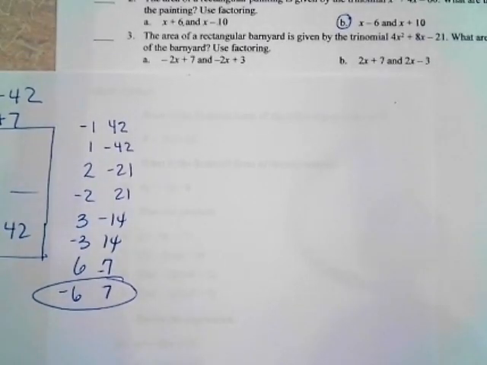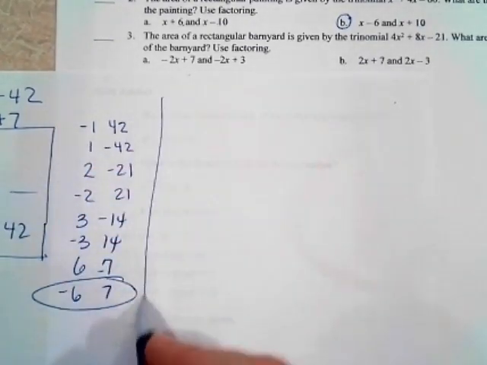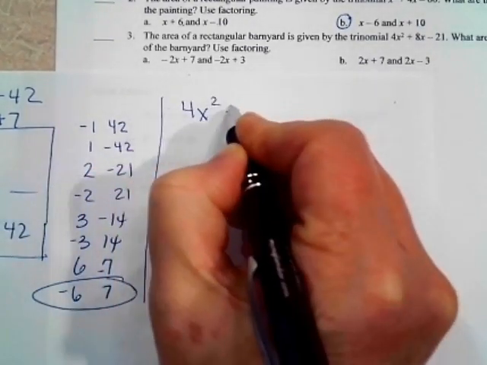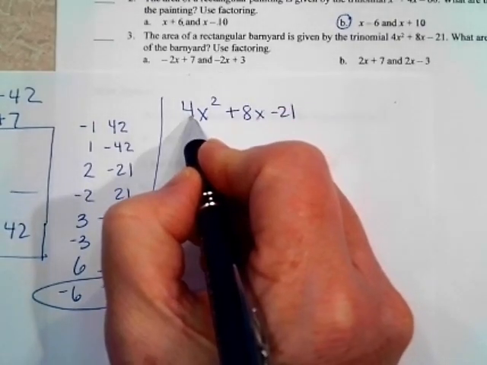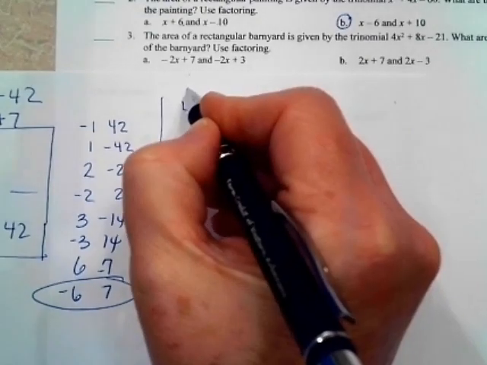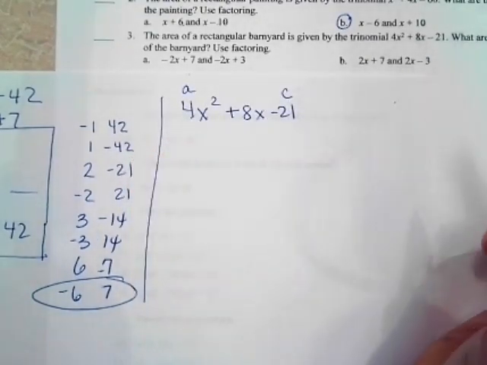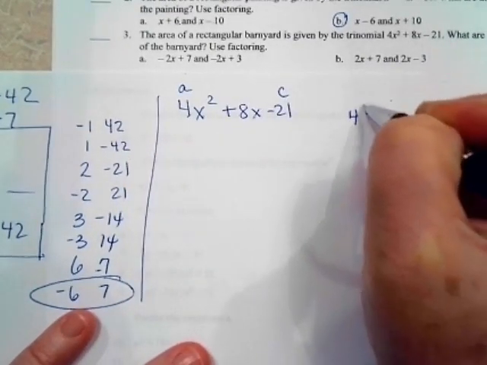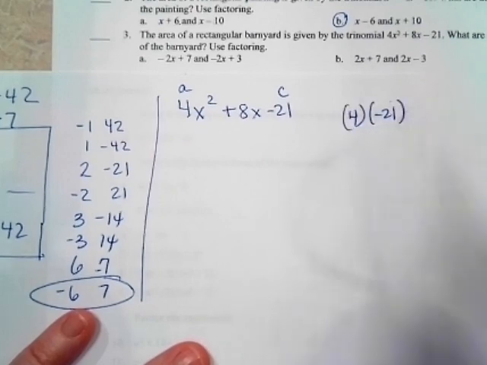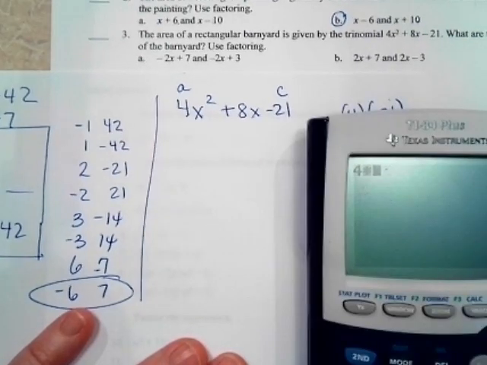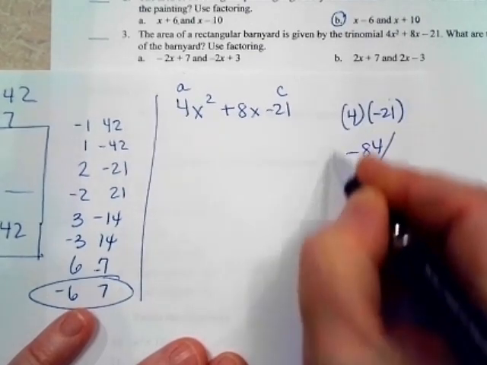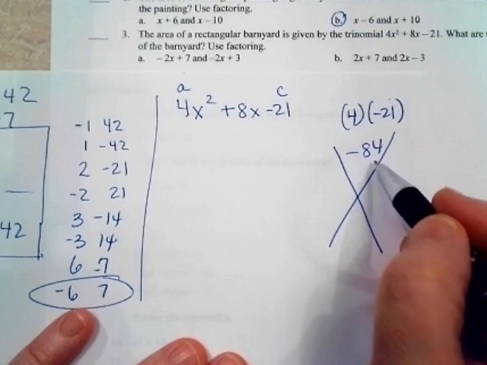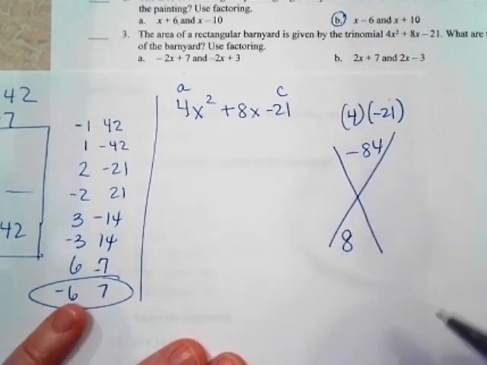Number 3 says the area of a rectangular barnyard is given by 4x squared plus 8x minus 21. When the leading number is not a 1, then you use what's called the AC method. You come over here and you multiply 4 times negative 21. You get negative 84. You want the factors of negative 84 that are going to add together to give you 8.